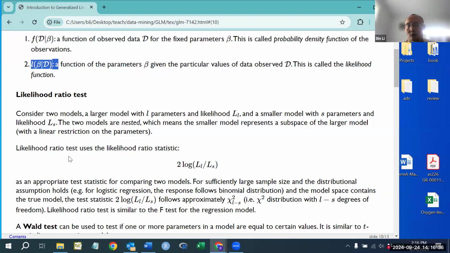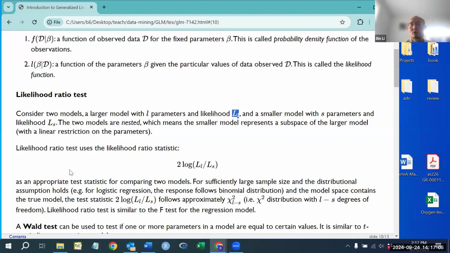And we have the likelihood. We have the L parameter. L stands for large. We have more parameters, and that's the corresponding likelihood. Capital L stands for the likelihood. Subscript L stands for the large. Then we have a small model. Let's say we only use 1 or 2 of the x variables here, not all 5. That's a small model, so we have the LS.